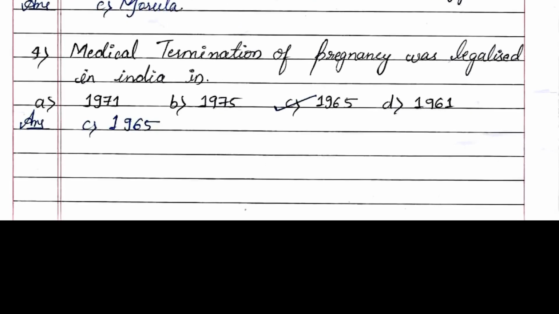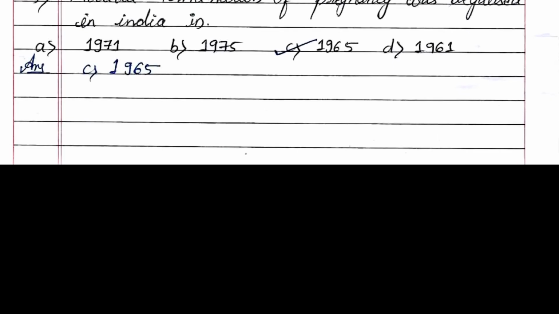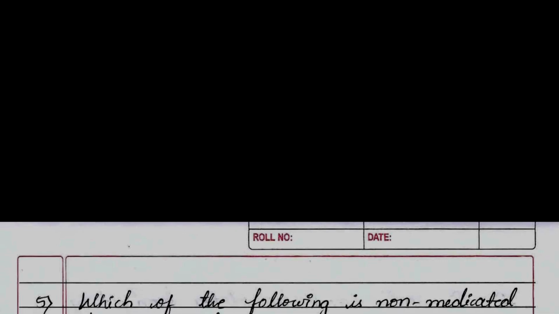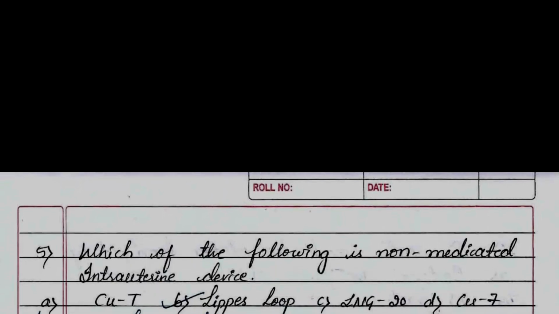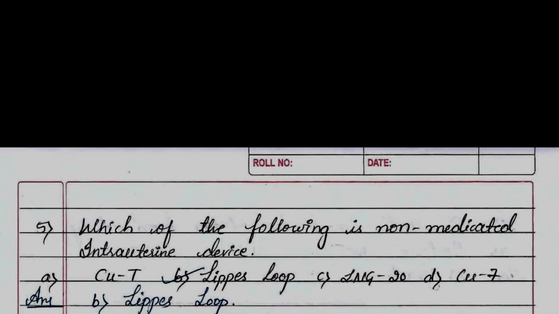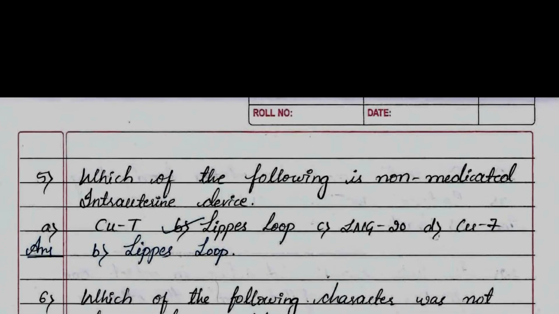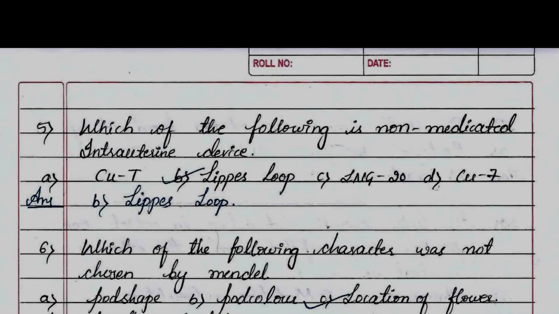Fourth question: medical termination of pregnancy was legalized in India in. Options are A. 1971, B. 1975, C. 1967, D. 1961. And the answer is C. Fifth question: which of the following is a non-medicated intrauterine device? Options are A. CuT, B. Lippes loop, C. LNG-20, D. Cu7. And the answer is B. Lippes loop.